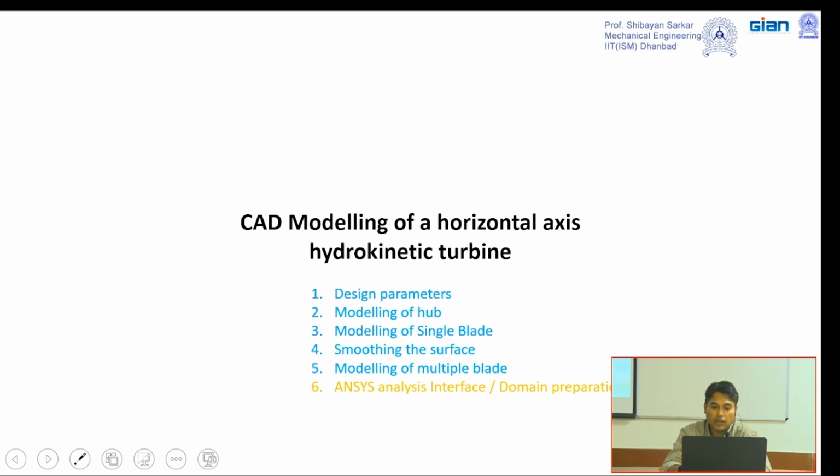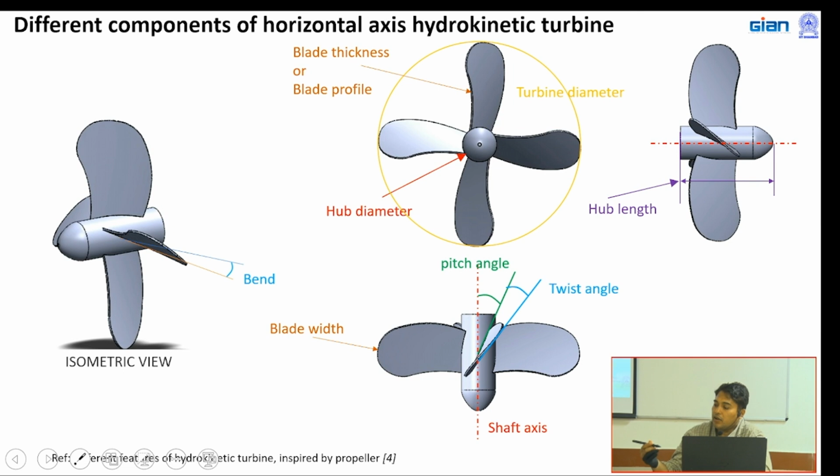So let's start with the design parameters of this horizontal axis turbine. This is the isometric view. Here we have considered 4 blades, and if you take the cross section of this blade, it will give you a simple rectangular cross section. Obviously that rectangular cross section may be bent, because there is some bending operation we have given. So the blade thickness will be uniform throughout the blade.